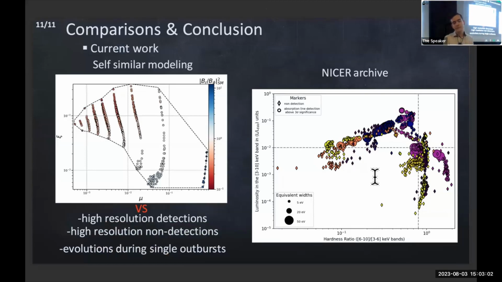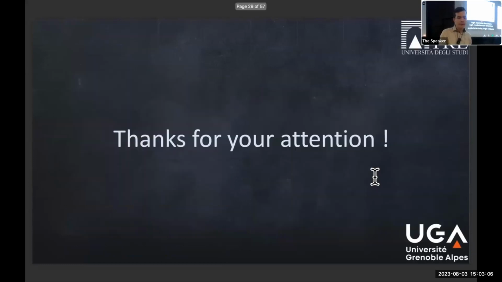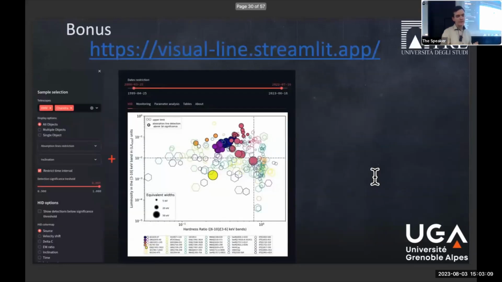So we are continuing the work. We are now analyzing the thousands of spectra in NICER archive and doing modeling at the same time. I'm going to thank you for your attention and just say that we have now a visualization tool online, which has every result of the paper and more. If you want to look at things a bit more in detail, please go see it.